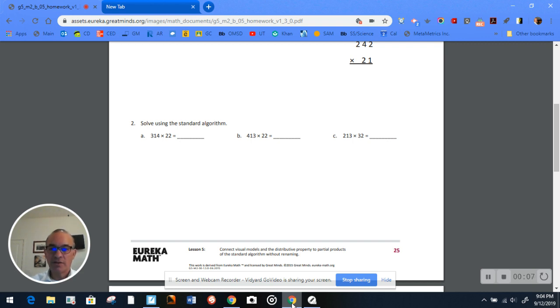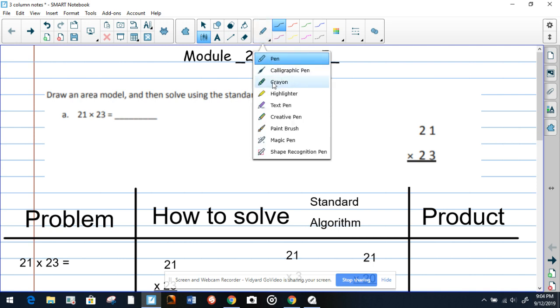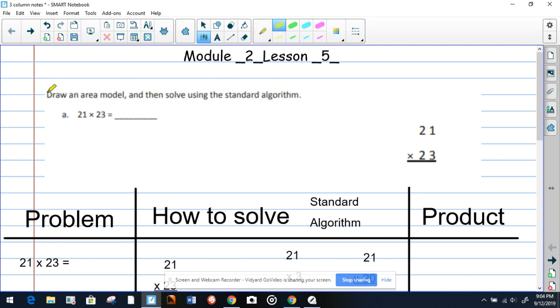Okay, so let's look at what we have to do today. This is lesson module 2, lesson 5. So we're looking at multiplication now. And when we're looking at this, we're going to draw the area model. Always read the instructions. They tell you what to do. And we're also going to solve it using the standard algorithm.